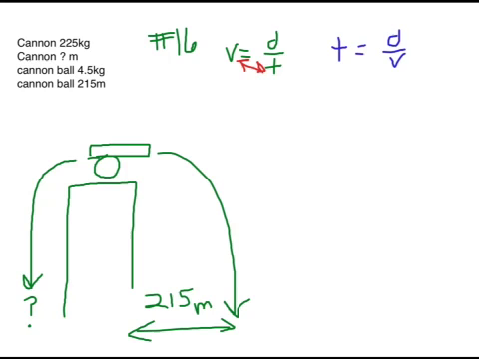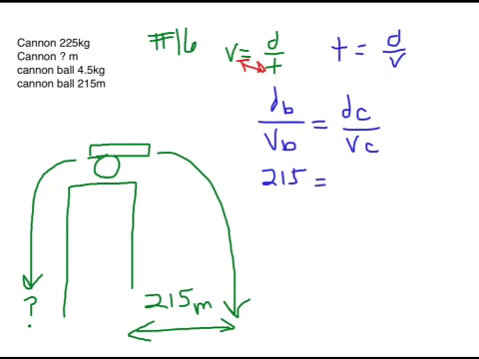So we can write it like this. The d of the cannonball, I'm going to call that dB, over the velocity of the cannonball is equal to the d of the cannon, call that C, over the v of the cannon. Then we can start to fill in a few variables. We know that the distance is 215. We know that we're solving for the distance of the cannon. We know that VB and VC are underneath those.